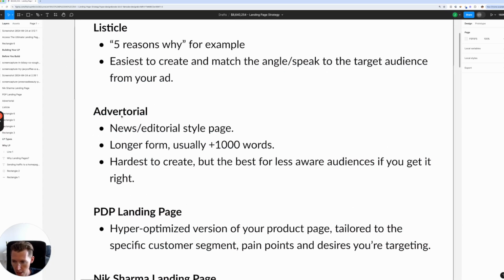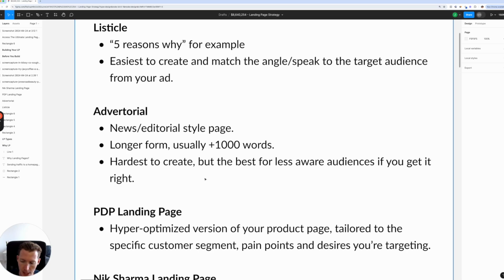The second style of landing page we have is an advertorial. And what this is, it's a news or editorial style of page. It's longer form, usually 1,000 words around that mark, give or take a few hundred. And it's the hardest to create, but it's the best for less aware audiences if you get it right. The reason why it's the hardest to create is because of that longer form, right? It's harder to write copy and build a page that's going to hold someone's attention for that long, right? It's a long form piece.